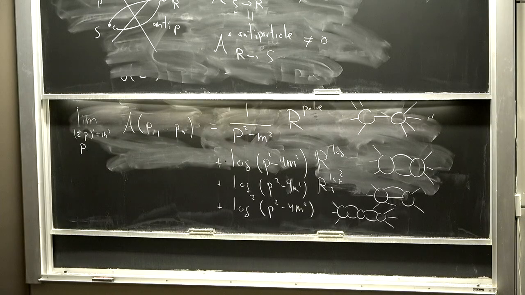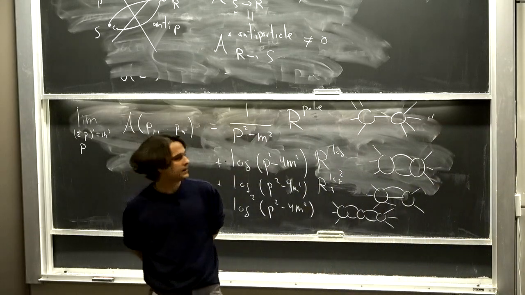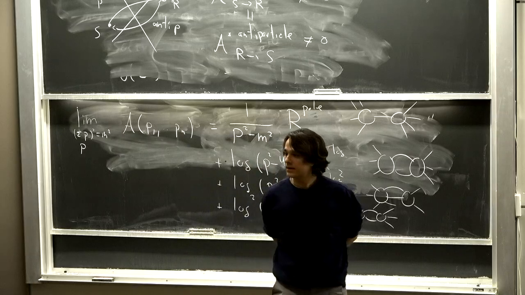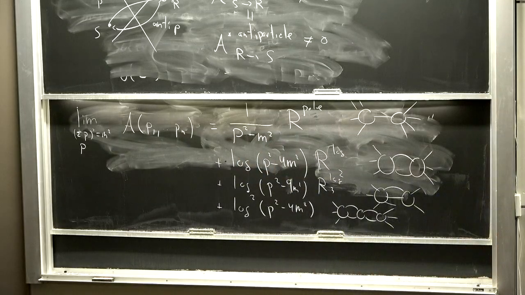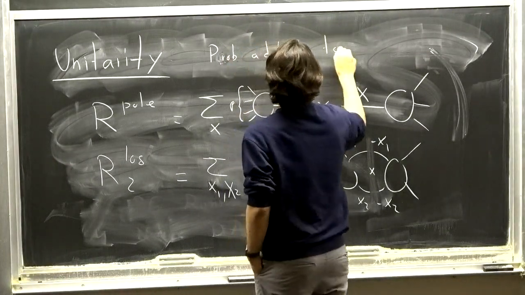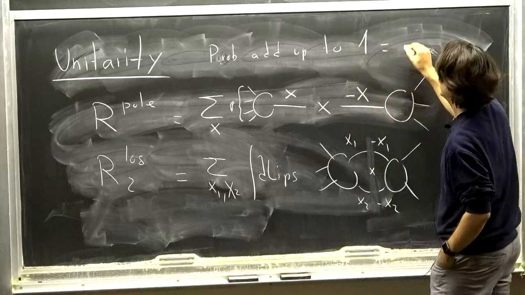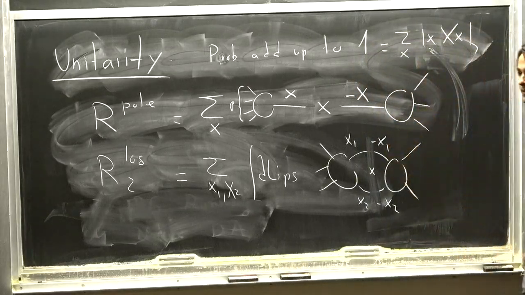OK, more questions? Yeah. Why do you need to restrict the factor r? Why does it give you that factor? I mean, if you wish, what was unitarity? Unitarity is that probabilities add up to 1. So I just resolve 1 as a sum over everything, some complete set of states.